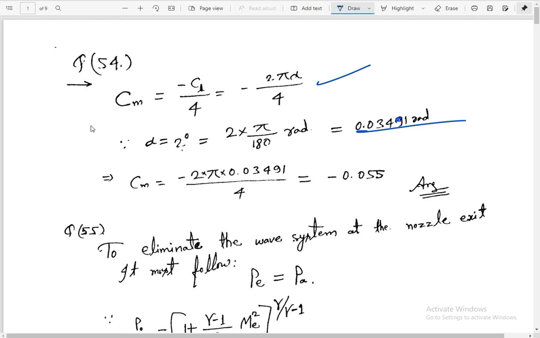Cm, the moment coefficient, equals minus 2 pi alpha by 4. This formula we apply, with the angle in radians, and finally we'll get minus 0.055.